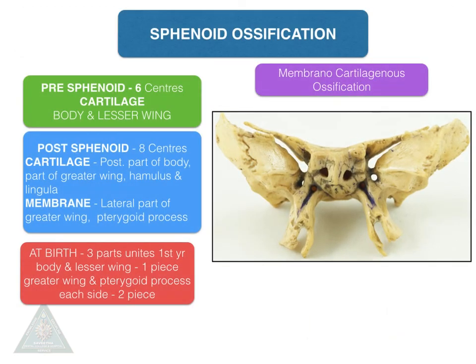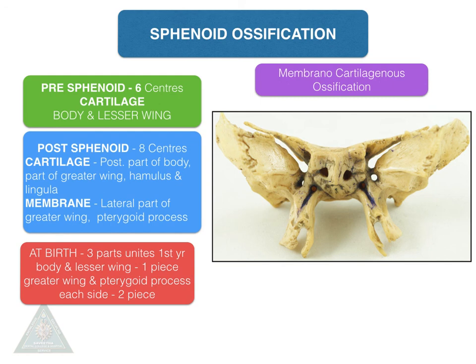Moving on to the ossification of sphenoid bone, it is a membrano-cartilaginous ossification. It is divided into two parts by the hypophyseal fossa. We have a pre-sphenoid and a post-sphenoid part. The pre-sphenoid ossifies from 6 centers. It is completely cartilaginous ossification. The anterior part of the body and the lesser wing is ossified from the pre-sphenoid.